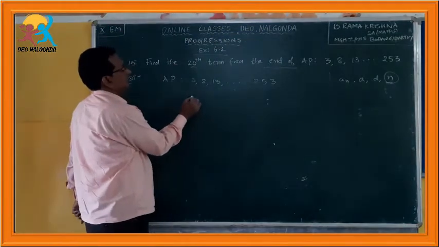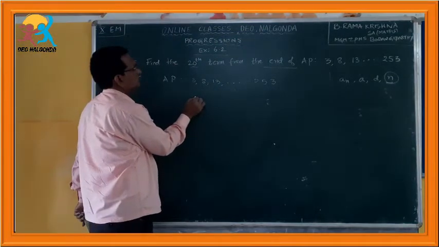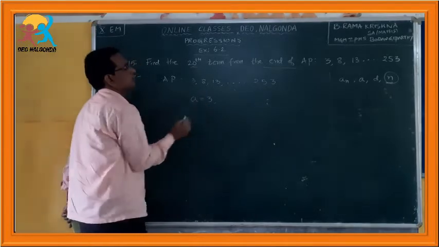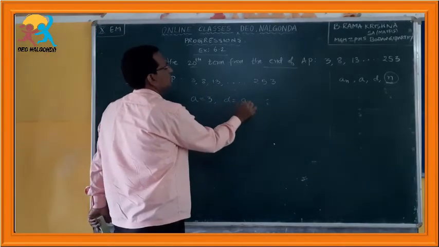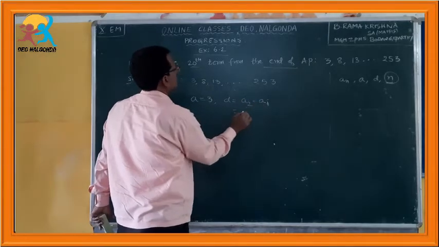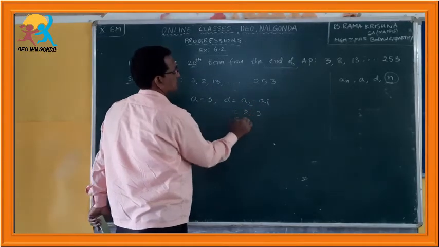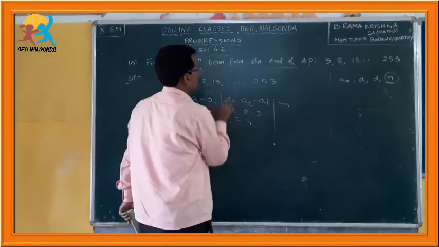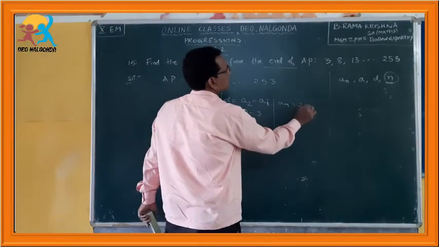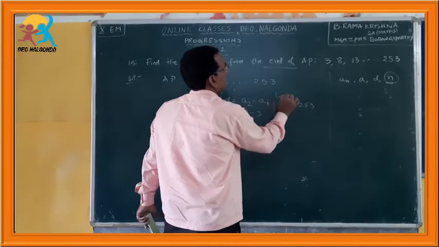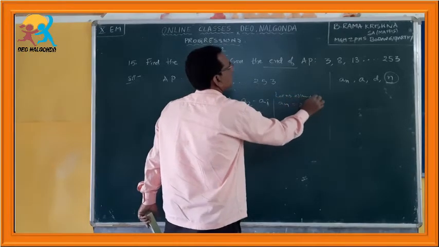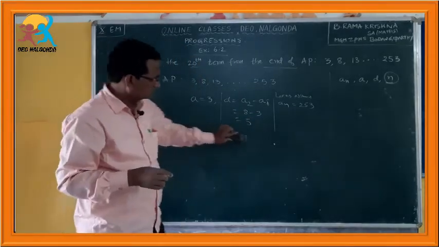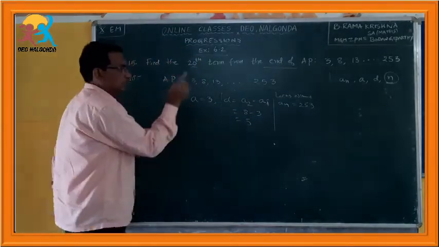So, let me write down those things which were given. a is equal to 3, the first term. d is equal to a2 minus a1, which is equal to 8 minus 3, which is equal to 5. And let us assume an is equal to 253.